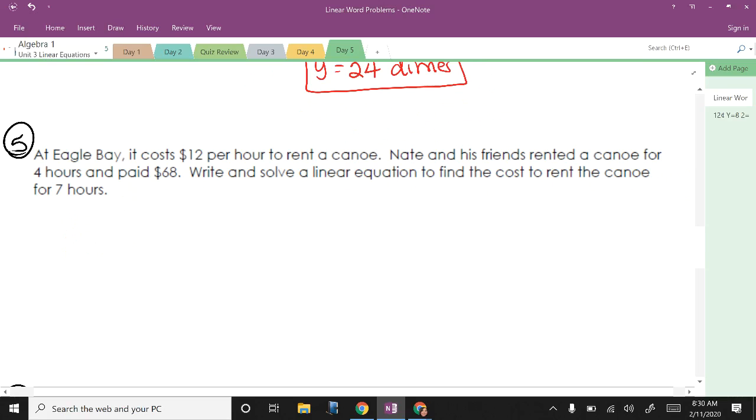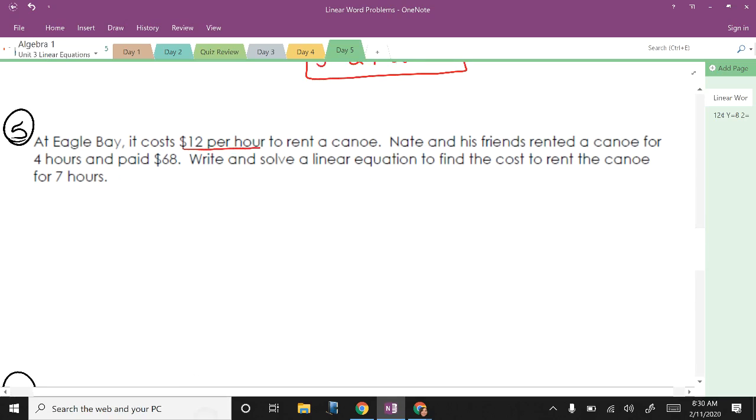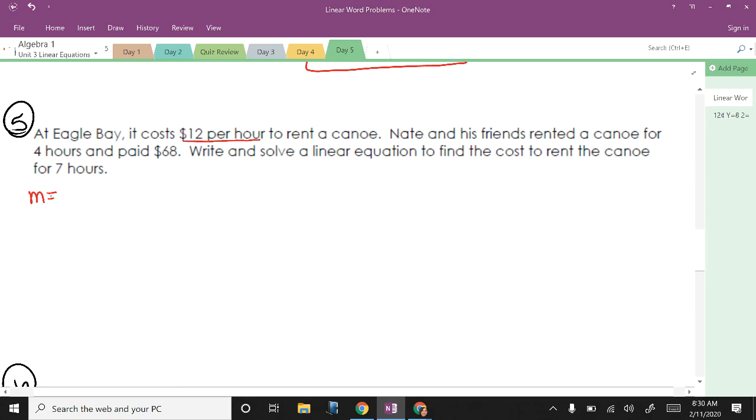All right. So different setup again. At Eagle Bay, it costs $12 per hour to rent a canoe. Now, rent a canoe, there is a clue word right there, right? So that $12 per hour is a clue word for slope. So I'm going to go ahead and say my M is 12.